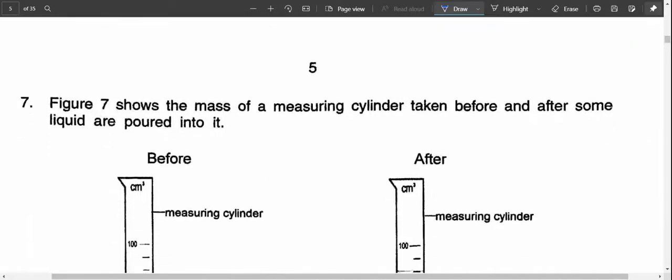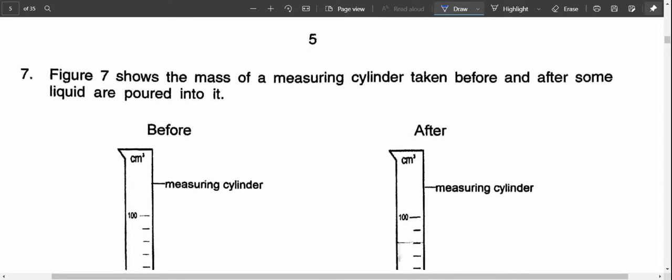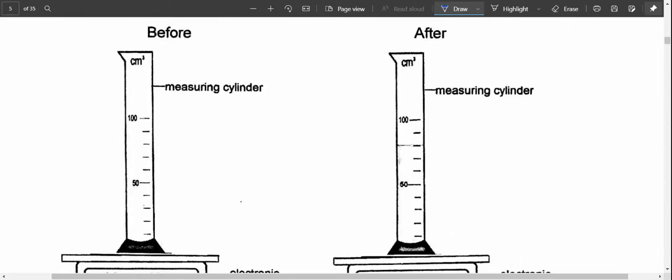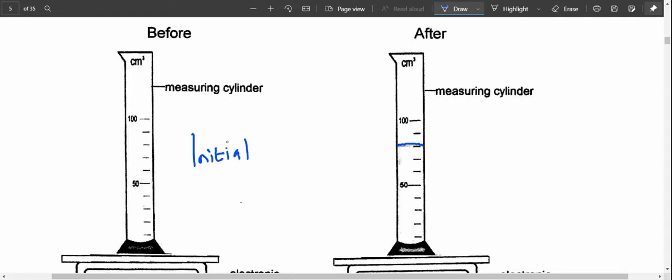Question number 7. Figure 7 shows the mass of a measuring cylinder taken before and after some liquid is poured into it. Before, you can see that there is no liquid in it at all, and by the second one there's a volume. So the volume before, or initial, is actually 0 cubic centimeter. The unit is given on top there as well.